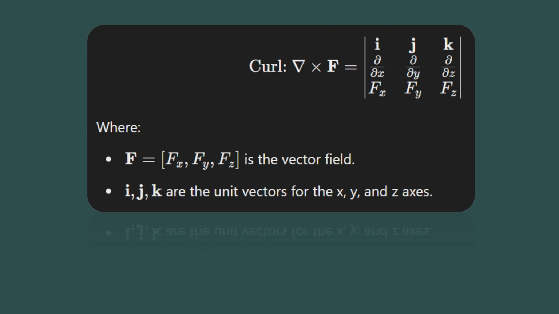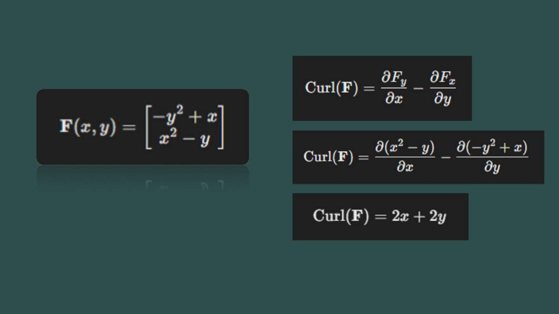Let's dive in. Before diving into our 3D vector field example, let's first take a moment to explore the curl of a 2D vector field. For this, consider a 2D field where the x component is negative y squared plus x, and the y component is x squared minus y. This field creates a diverse rotational behavior across the plane, making it an ideal example for understanding curl.